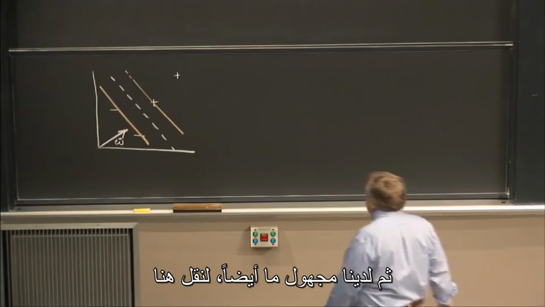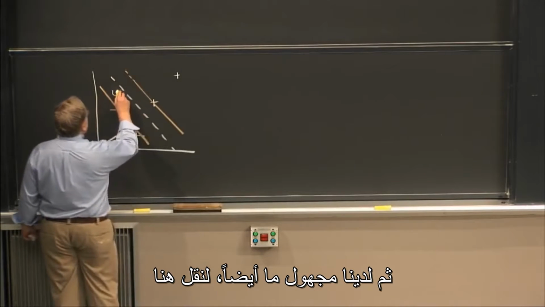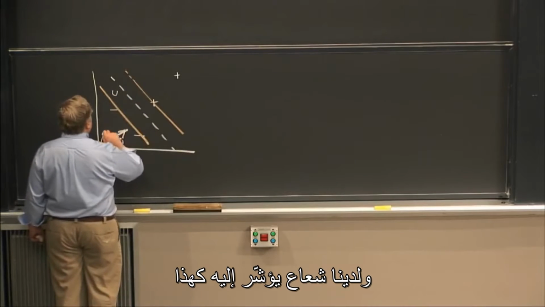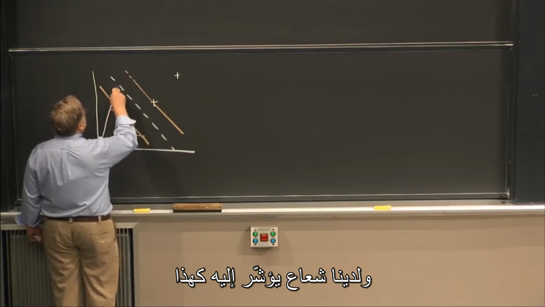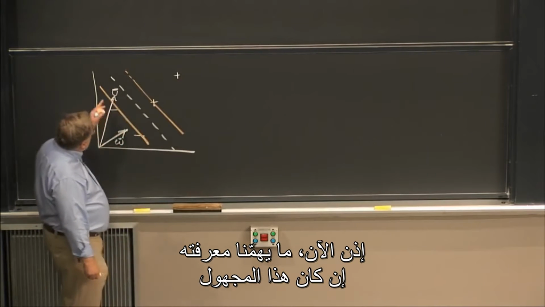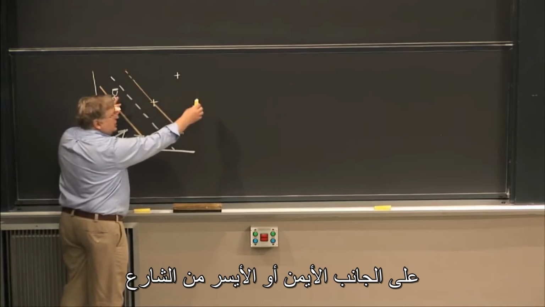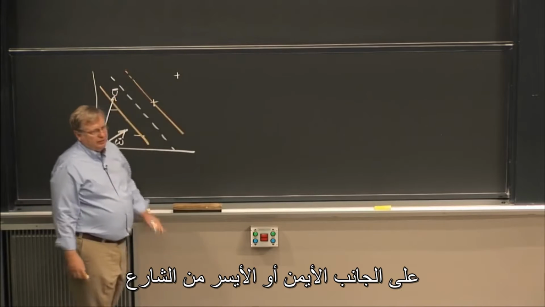Then we also have some unknown, say right here, and we have a vector that points to it, like so. So now, what we're really interested in is whether or not that unknown is on the right side of the street or on the left side of the street.